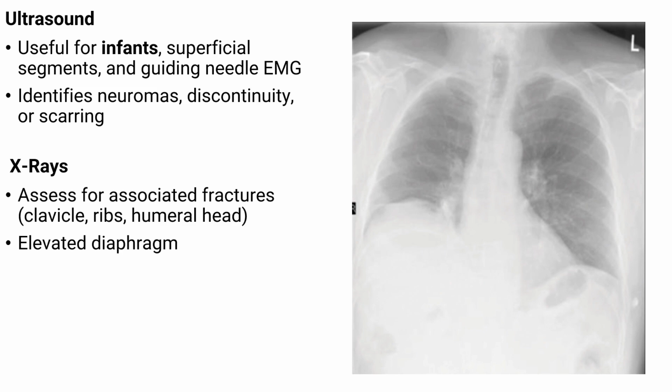X-rays don't show the nerves themselves, but they provide important context. A broken collarbone or rib may explain how the injury occurred, and an elevated diaphragm can hint at involvement of the upper nerve roots.